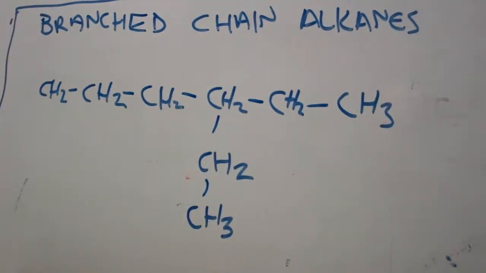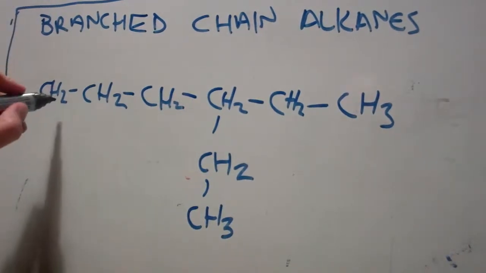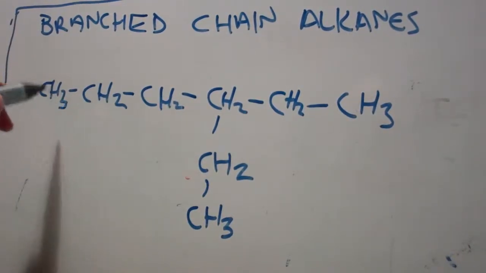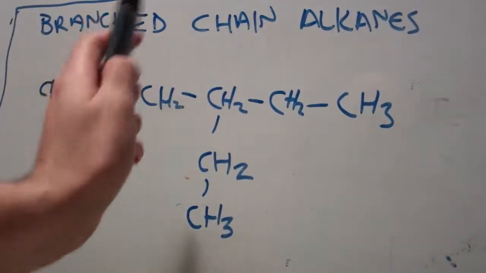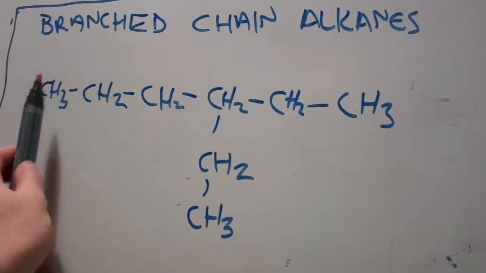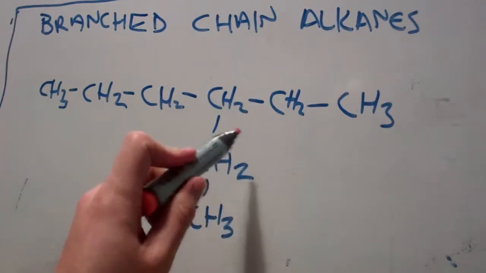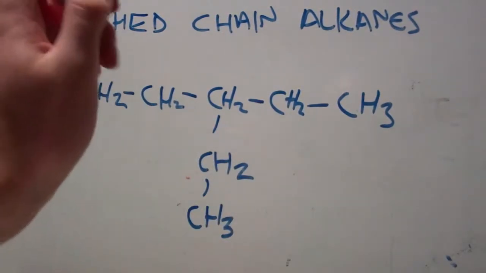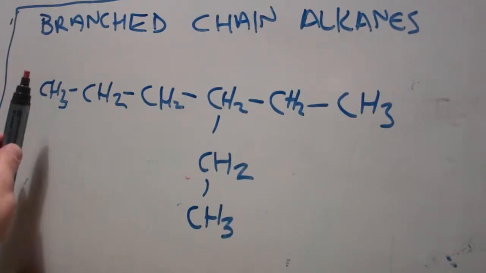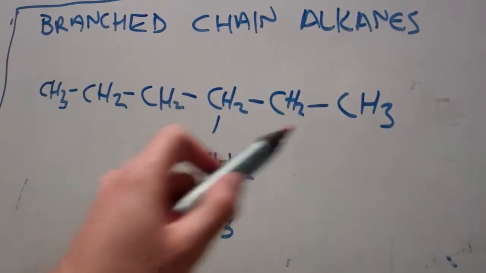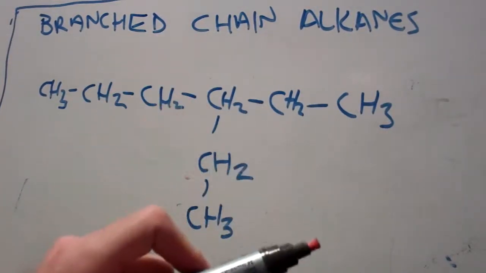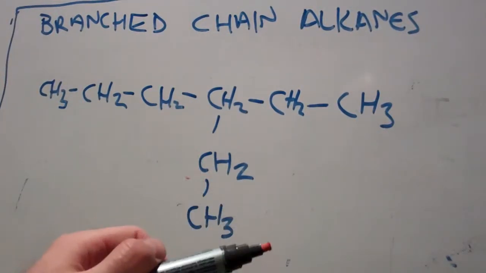Again, first step is to find the longest carbon chain. Again, in this molecule there are two of the longest carbon chains. If we count straight across from left to right, we can have 1, 2, 3, 4, 5, 6 carbons as the longest chain, making this little section here our branch. Or we could count from here and go 1, 2, 3, 4, 5, 6, and have this little section as our branch. It doesn't matter either way.